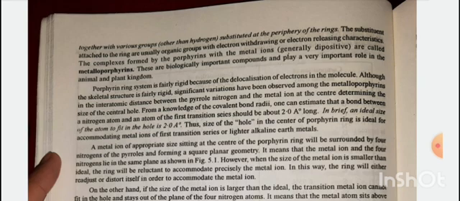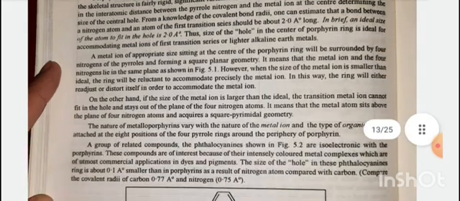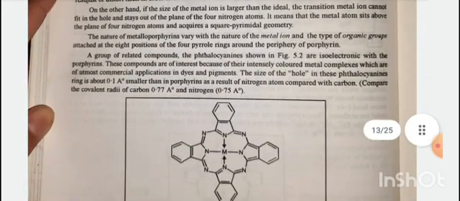However, when the size of the metal ion is smaller than the ideal, the ring will be reluctant to accommodate the metal ion precisely. In this case, the ring will either readjust or distort itself in order to accommodate the metal ion. On the other hand, if the size of the metal ion is larger than the ideal, the transition metal ion cannot fit in the hole and stays out of the plane of the 4 nitrogen atoms. It means that the metal ion sits above the plane of the 4 nitrogen atoms and acquires square pyramidal geometry.